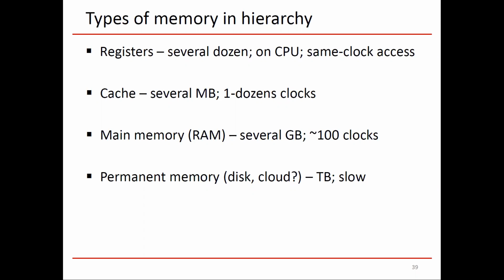And finally, if you spill beyond the main memory, which again is typically many gigabytes nowadays, there's the permanent memory, and permanent meaning that when you turn off the system, it'll still be there tomorrow. It could be the disk on your computer, it could be cloud storage. That can be very large, many terabytes, but it's slow. If we're talking about disk, we're talking about on the order of milliseconds. And if we're talking about cloud, clearly this could take a while.